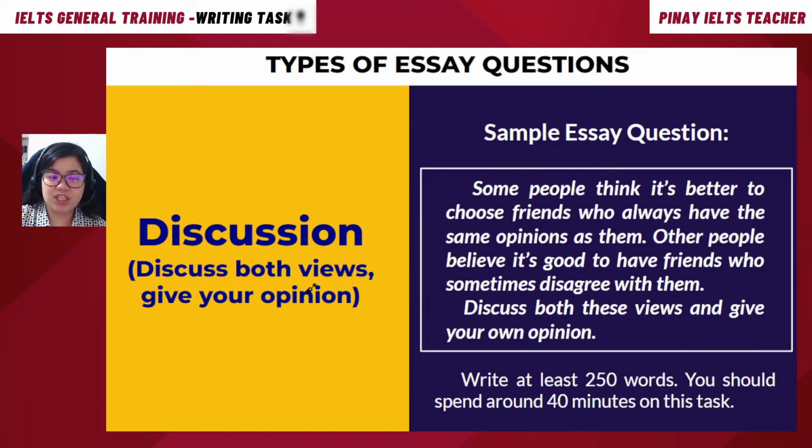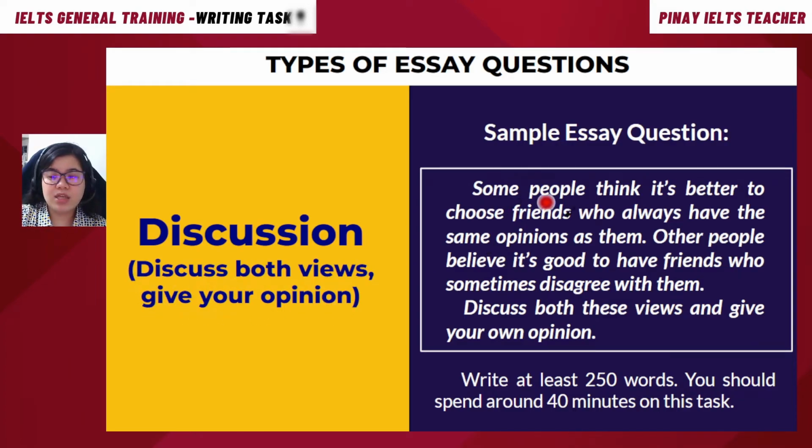Now, for the discussion, you are going to discuss both views. So this is the type of essay that will give you 2 sides of the story, and you have to discuss the one side and the other side. But you're not necessarily going to give your opinion unless it asks you to. For example, in this case: discuss both views and give your opinion.